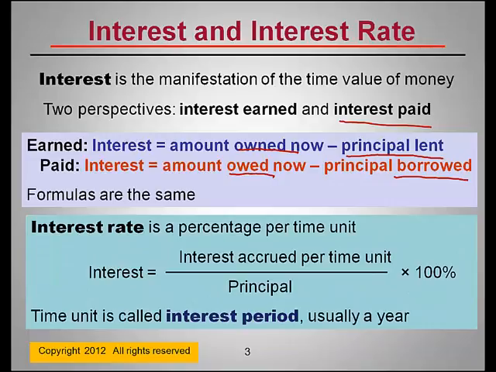The interest rate is commonly expressed as a percentage per time. For example, 12% per year, or in decimal form, it is 0.12 per year. In percentage form, the interest rate is calculated as shown here: the interest accrued over a time period divided by the original principal, times 100% to turn it into a percentage. The time unit is usually called the interest period, and it is commonly 1 year.